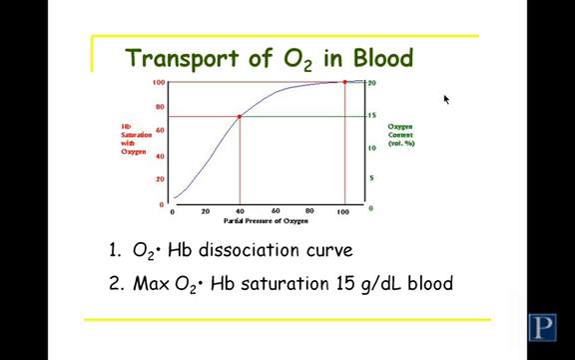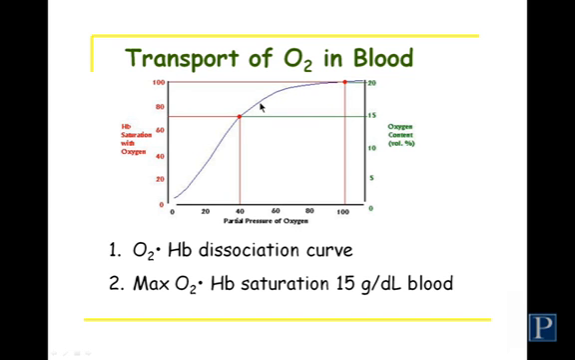Blood's going to go up to the lungs. Some of the oxygen is going to be dissolved in plasma. Then a lot of it's going to diffuse into the blood cell and bind itself to hemoglobin.